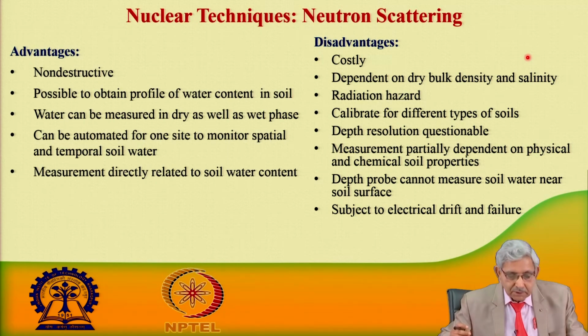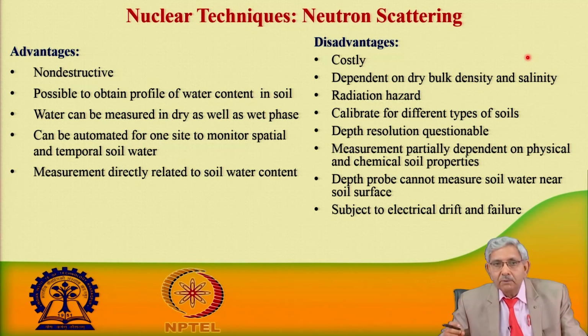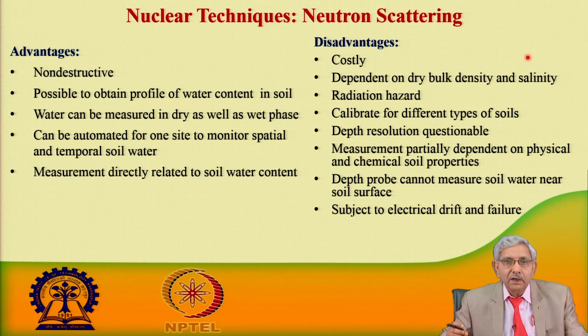As such, there are certain advantages of using the neutron scattering method. It is a non-destructive method, and it is possible to obtain a profile of water content in the soil. Water can be measured in dry as well as in wet phase.